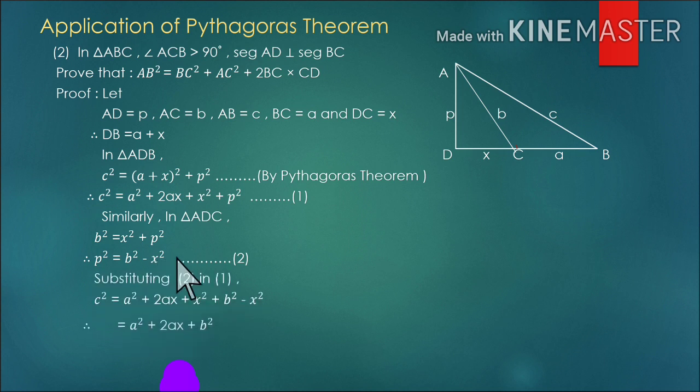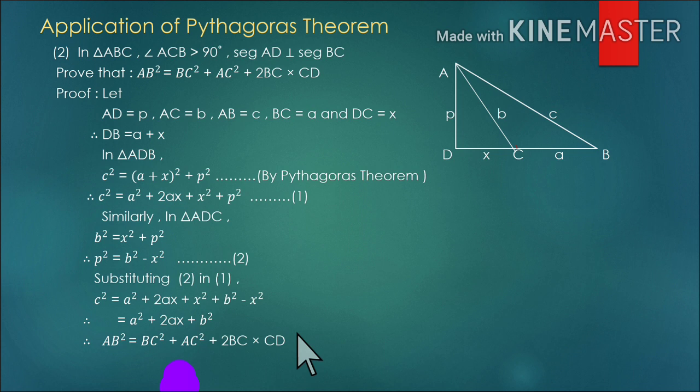Now, substitute the value of 2 in 1. C square is equal to A square plus twice AX plus X square. Now, substitute here the value of P square, that is B square minus X square. Again, minus X square plus X square cancel. Therefore, A square plus twice AX plus B square. Therefore, AB square is equal to BC square plus AC square plus twice BC into CD. This is the application of Pythagoras theorem for obtuse angle triangle.